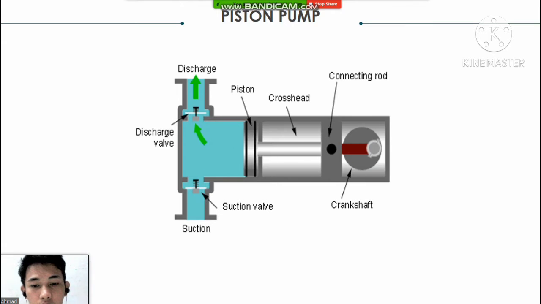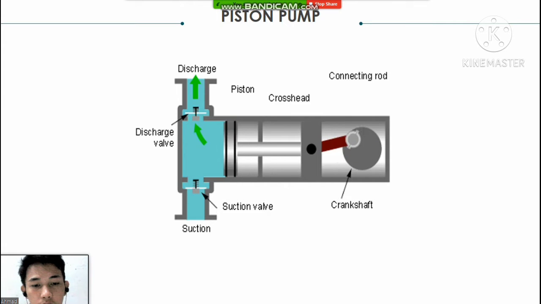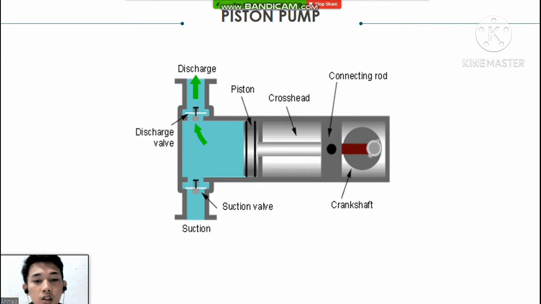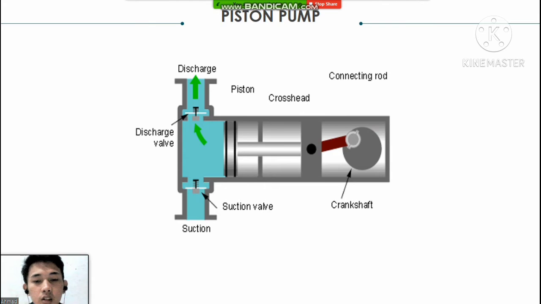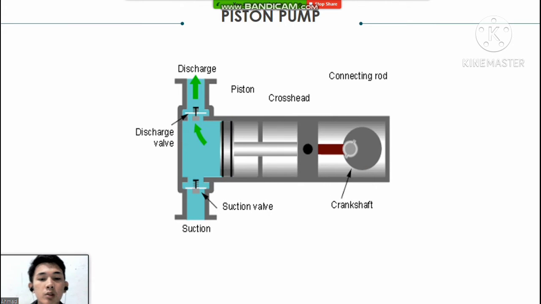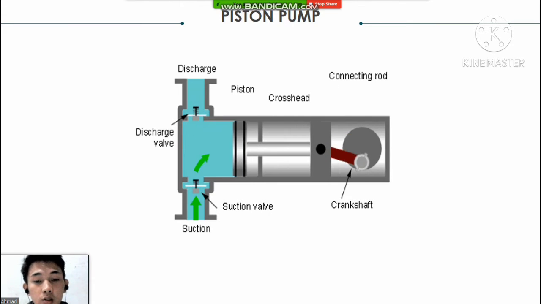Next, the principle of the piston pump is similar to that of a positive displacement pump because they work with the help of the power of the pumping mechanism to increase the volume of the liquid. This pump can use power from a power source.